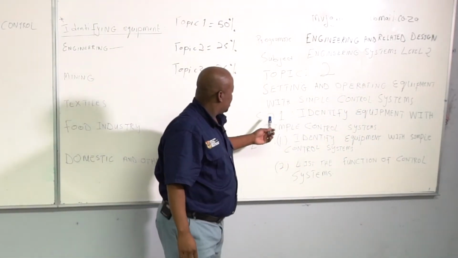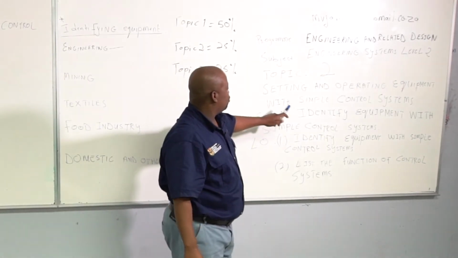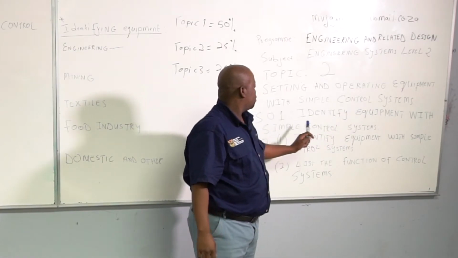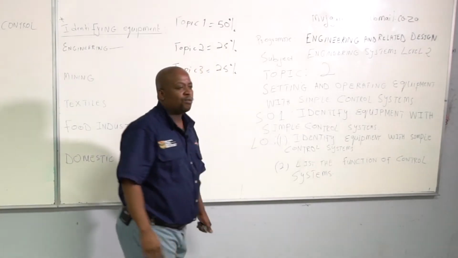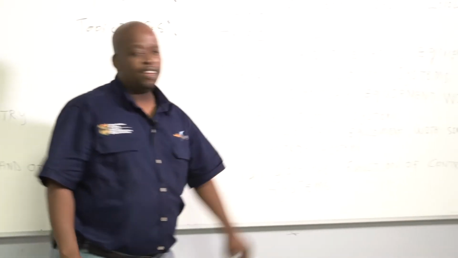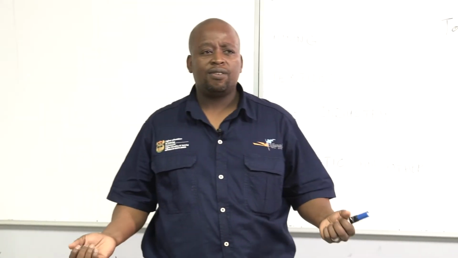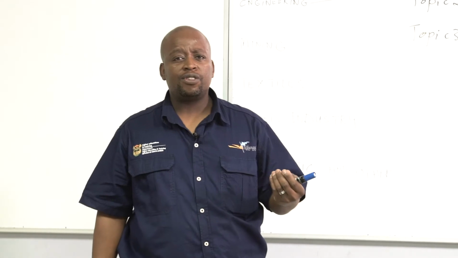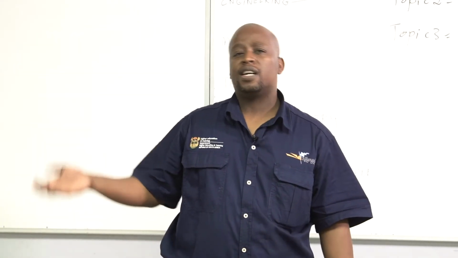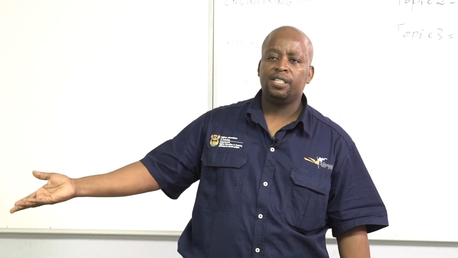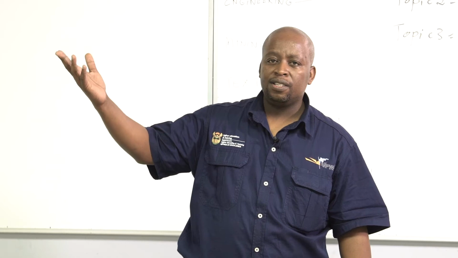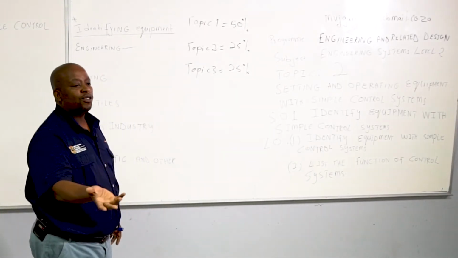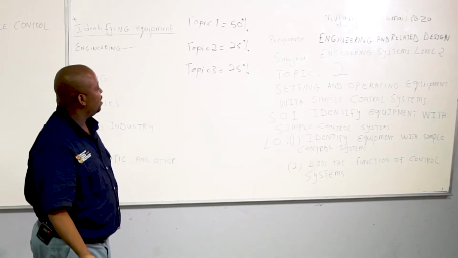Now, the subject outcome that is given to us says we should identify equipment with simple control systems. One will ask the question, what are these control systems? If I go to the basics where everybody understands, I'll take a traffic light, for instance. A traffic light is a simple control system. In the old days when we were still at preschool, we used to call this a robot. The colors of the robot are red, amber, and green. Green says go, red says stop, and amber says be cautious. A traffic light is able to control thousands and thousands of vehicles without anybody operating it.